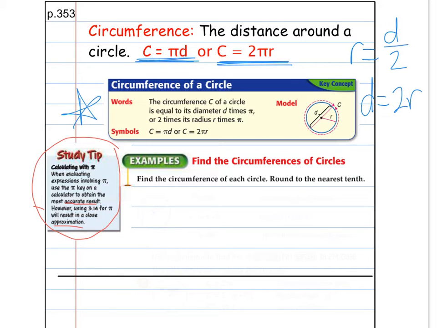So, if we are asked to find the circumference of a circle and round to the nearest tenth, in your book, I believe you are given a circle with a diameter of 9 feet. So first thing I do is write down the formula that I think I'm going to need to use. Since I'm given a diameter of 9, I decide to use my formula. Circumference is pi times diameter.